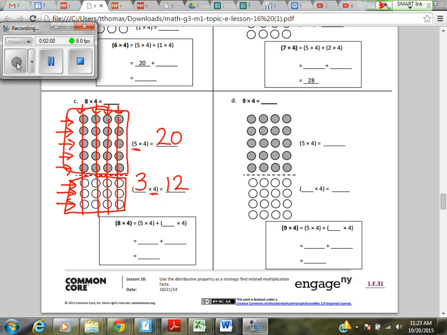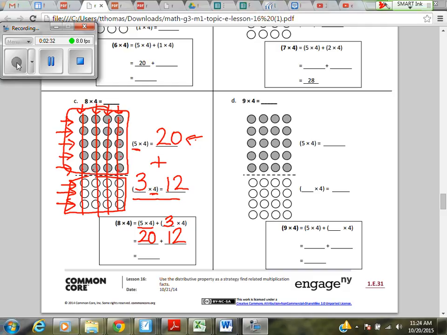When I look at the box below, it's just helping me put it all together. 8 times 4 is equal to 5 times 4 plus whatever 3 times 4 is. So they are just simplifying. We've already figured out what 5 times 4 was here at the top. So we know that it's 20. So below, I'm just going to write 20 on the line. We figured out that 3 times 4 is equal to 12, so I'm writing that on the line as well.